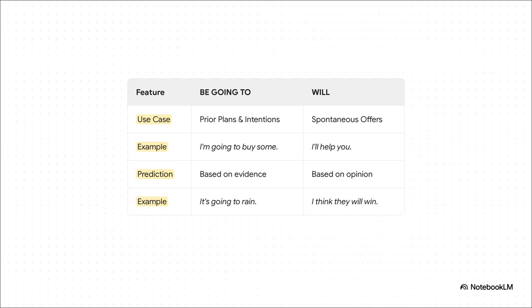If you have a plan, something you decided before you started speaking, you use going to. You see the empty milk carton, the plan is already in your head. I'm going to buy some. Same for predictions when you have evidence. You see dark clouds, so you say, it's going to rain. But will, that's for the future you decide on the spot. A spontaneous offer, oh, I'll help you with that. Or a promise. It's your opinion or a gut feeling, not a pre-made plan.